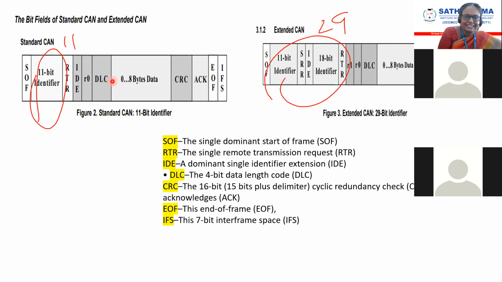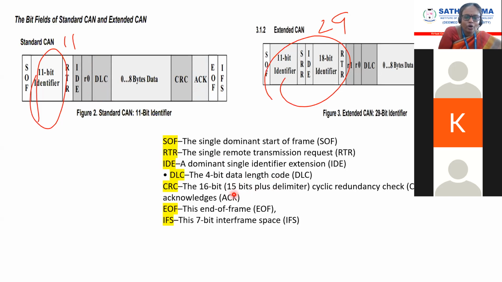DLC. What is DLC? Data length code. Okay, that is DLC. Okay, IDE. IDE means what? Single identifier extension. Okay, so you all have to identify the identifier. I will explain it to you. Then RTR. RTR means what? Remote transmission request. So all these are there.